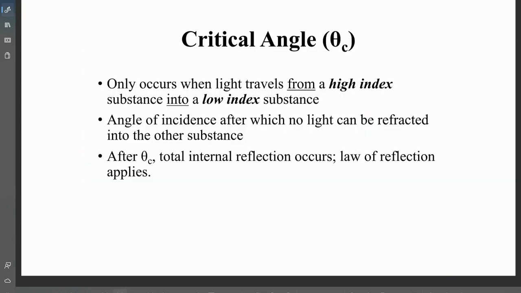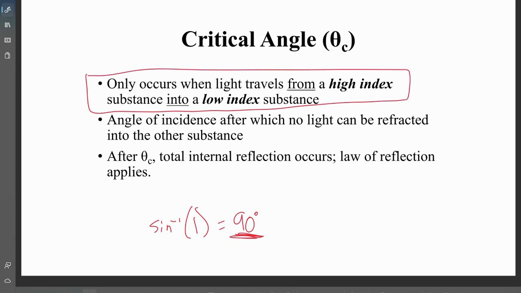This critical angle, that's whenever you get the inverse sine of 1, right? So that gives you 90 degrees. Critical angle is whatever angle makes it so that you spit out 90 degrees as your other angle. This only happens when you go from high into low, from high index of refraction into low index of refraction. It only will ever happen there. The critical angle is the angle of incidence when light can no longer be refracted and at which total internal reflection occurs.